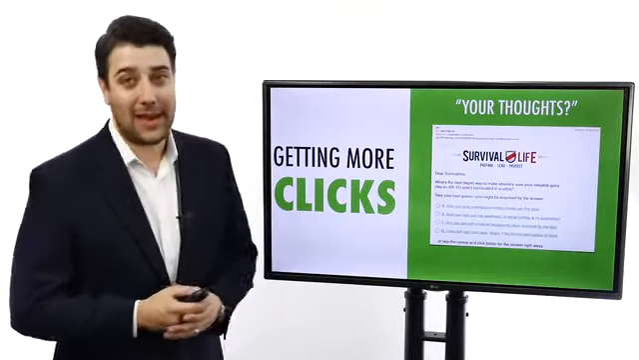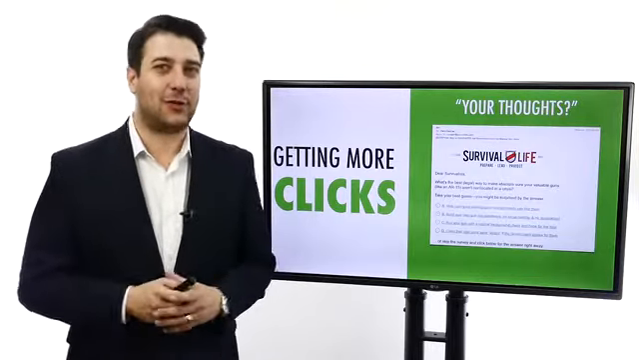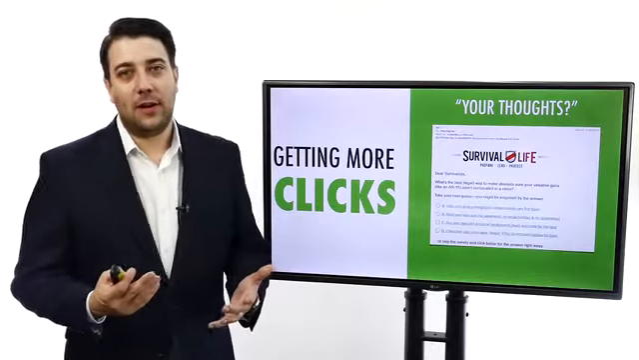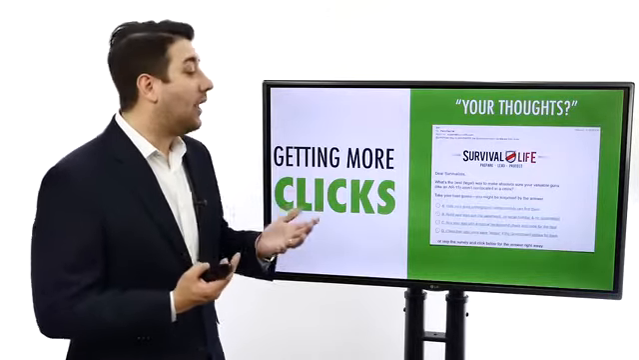It's just mean to open a loop, to ask a question that you're not answering. So in this example, we have 4 options. A, hide your guns underground. B, build your own gun. C, buy a gun with a normal background check and hope for the best. D, claim your guns were stolen if the government comes for them. Well, the answer here is actually E, none of the above. But all of those are possible answers.